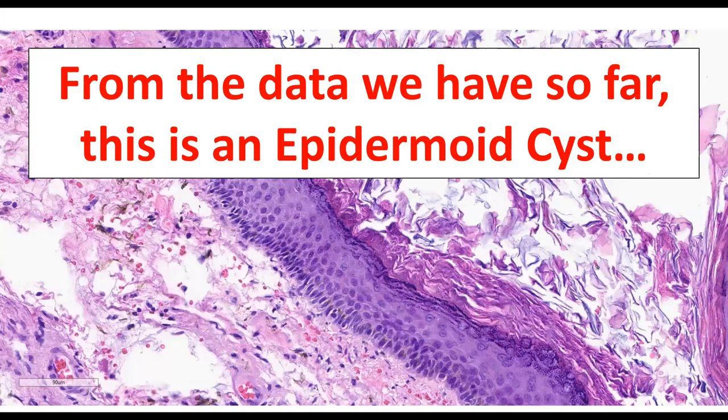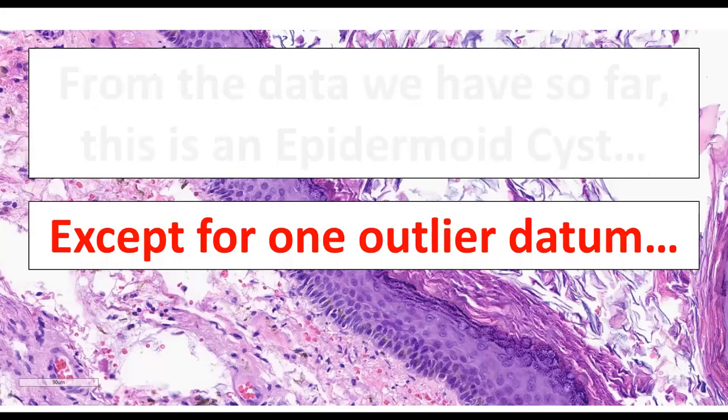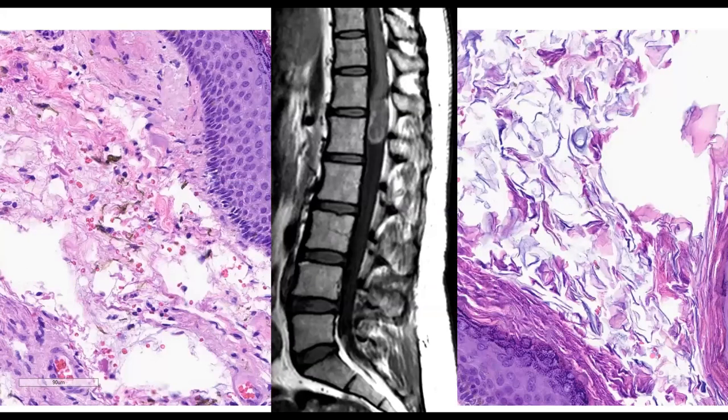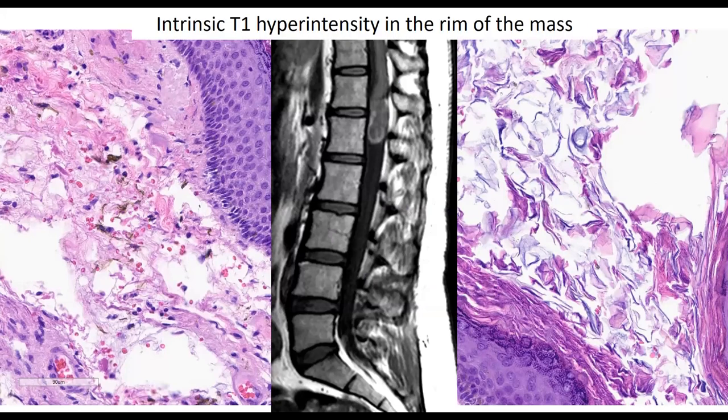Okay, anyway, diagnosis. All right, from the data we have so far, it's an epidermoid cyst, except for one outlier datum. This is not contrast enhanced. This is T1 without contrast. What is that? What's the problem? This is intrinsic T1 hyperintensity in the rim of the mass. You've got two options, either fat or melanin, maybe? So how could you explain it with all the data you have, the histology, everything? How could you make it work? How can you mesh that? You could generate your own separate differential diagnosis. How do you mesh it?